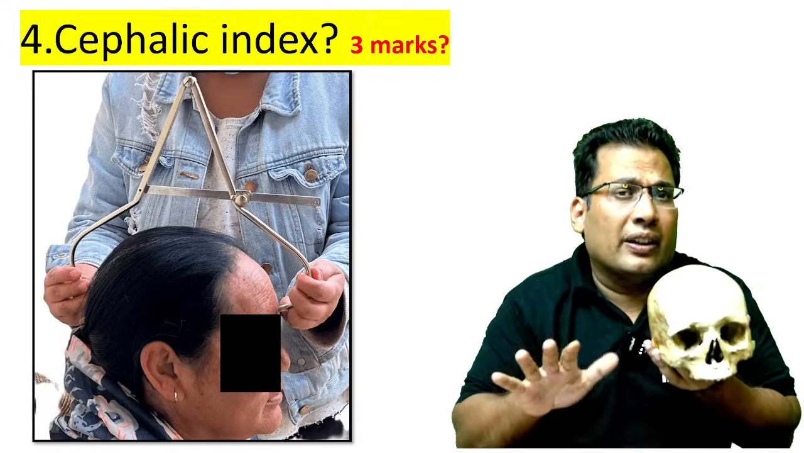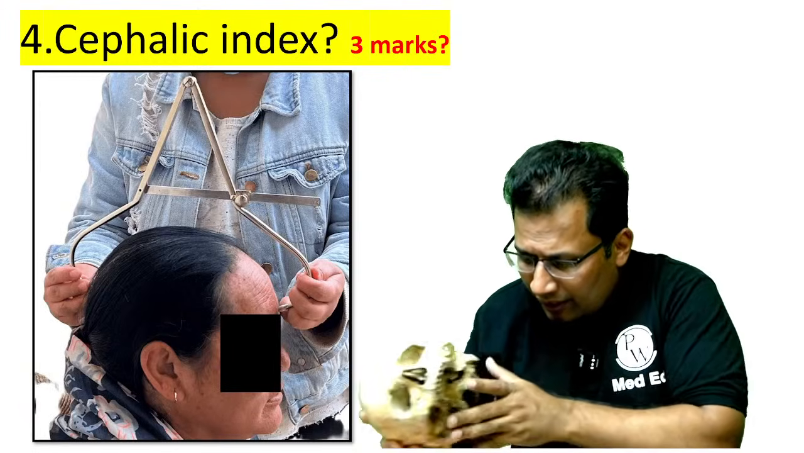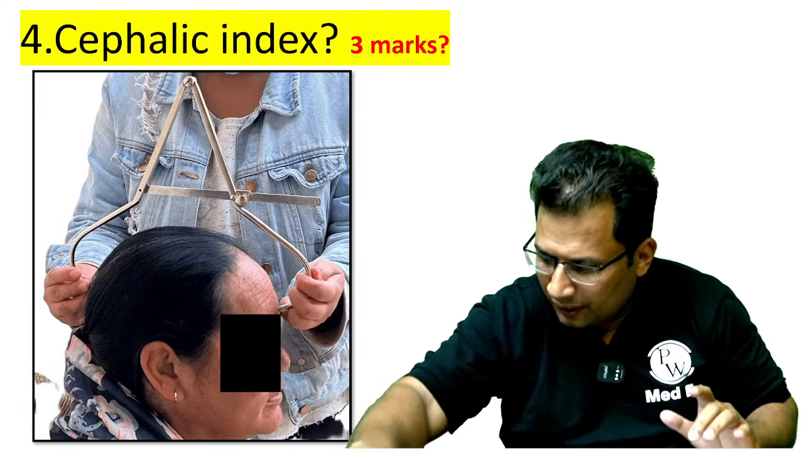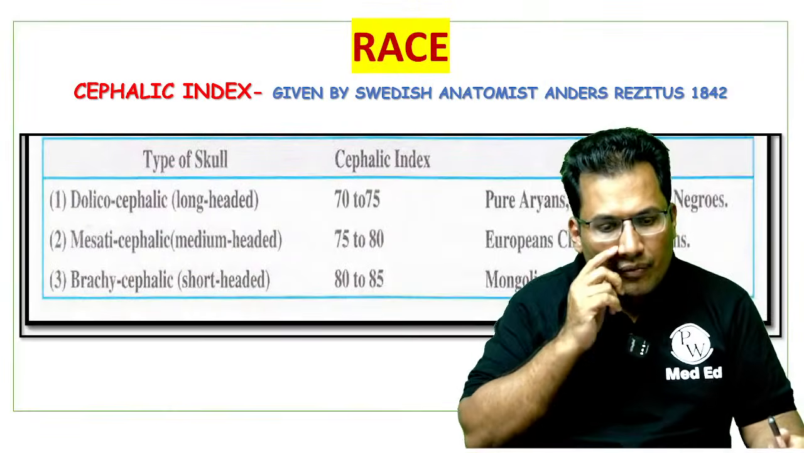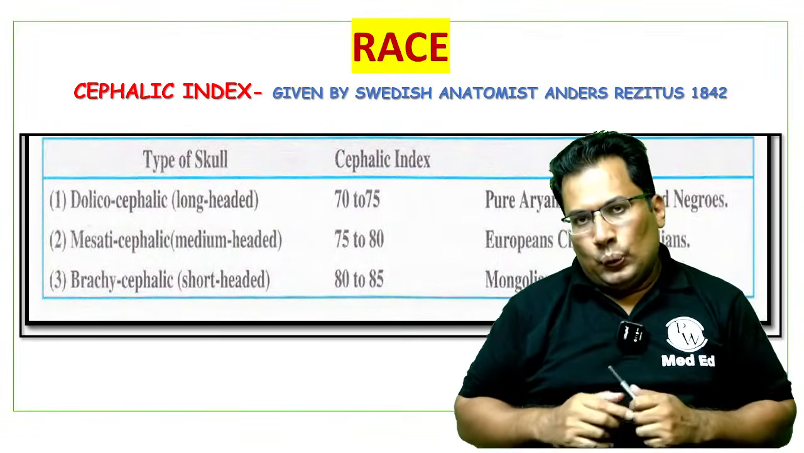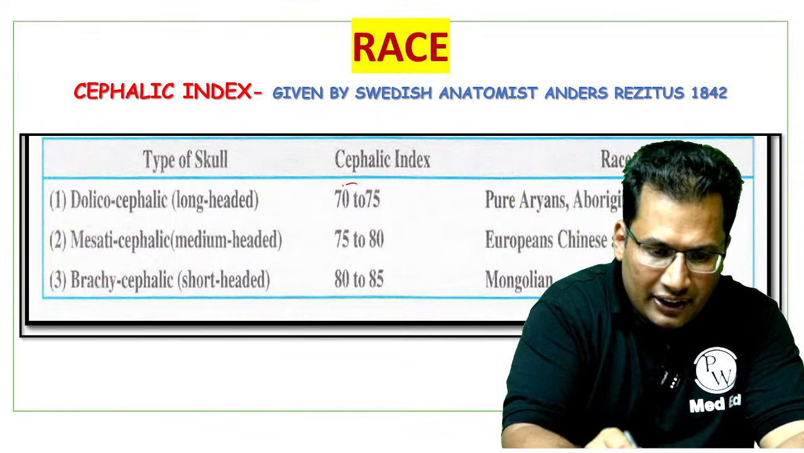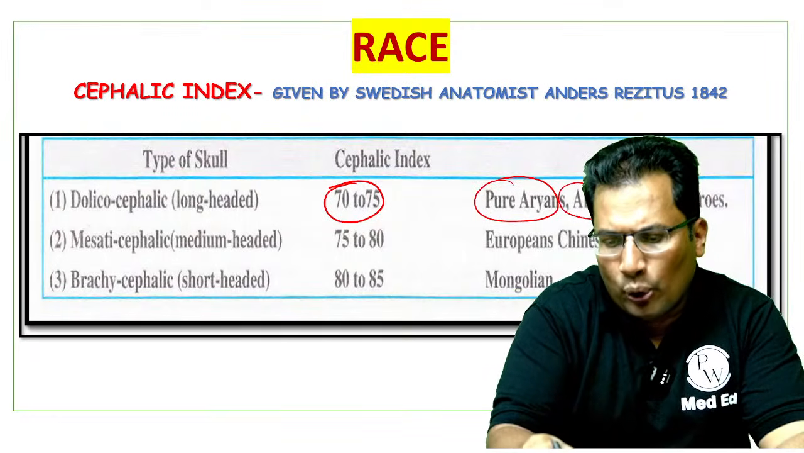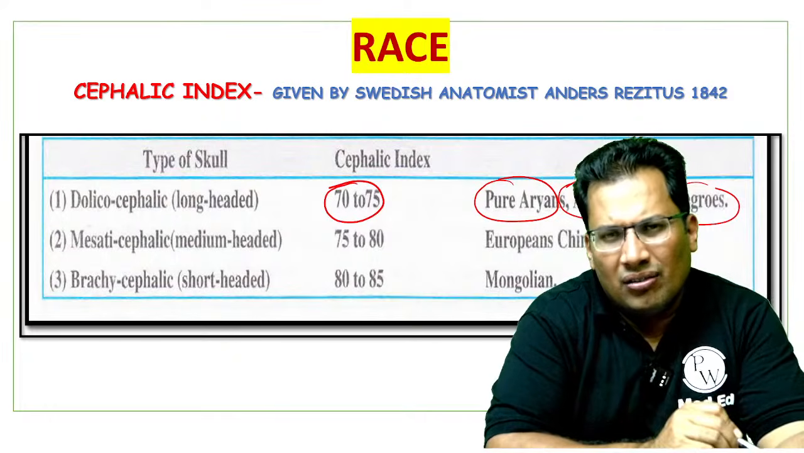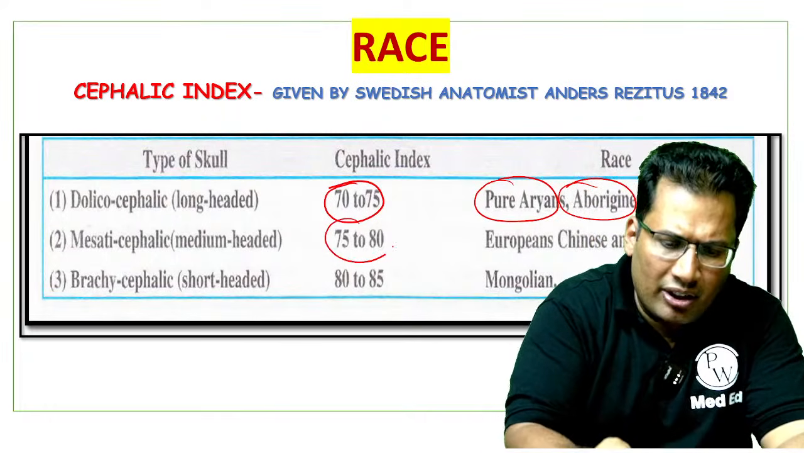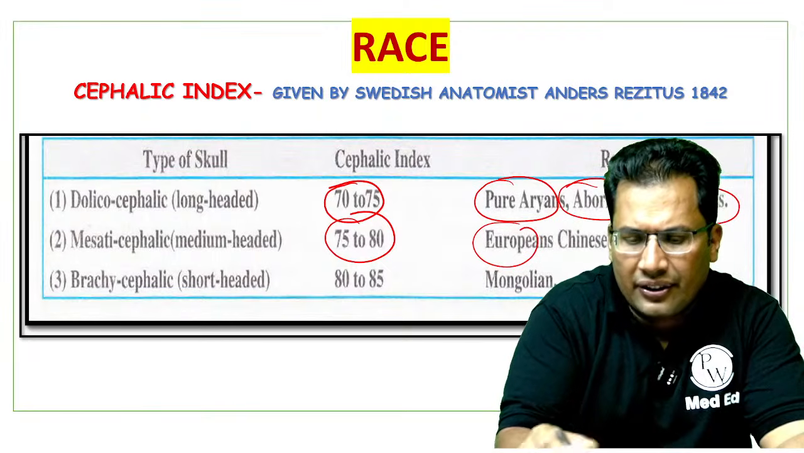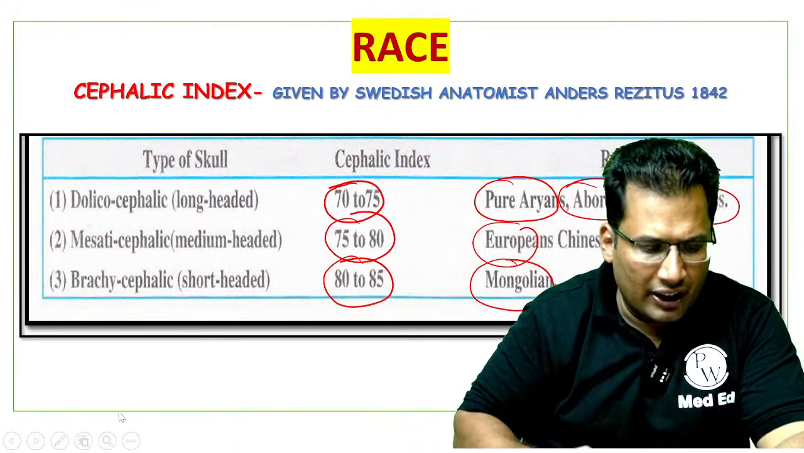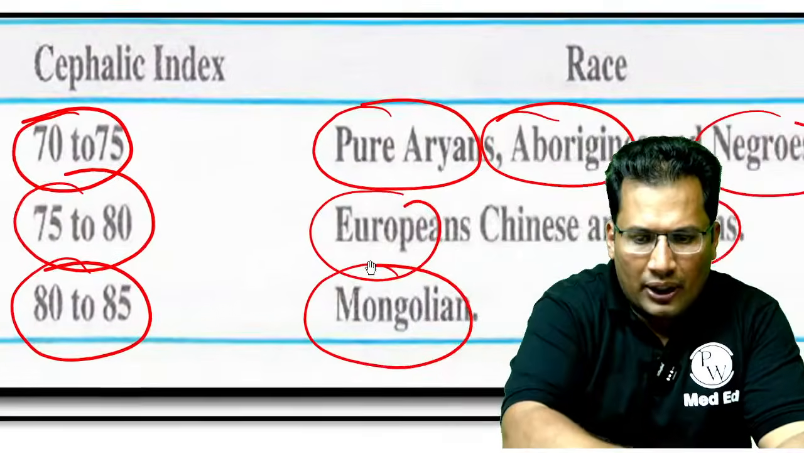This is basically used for estimation of race. It depends on the value. Dolichocephaly, that is 70-75, is usually in pure Aryans, Aborigines, Negros, blacks. Mesaticephaly 75 to 80, Europeans, Chinese and Indians. Brachycephaly 80-85, Mongolians. This is a very important concept, so try to memorize this.